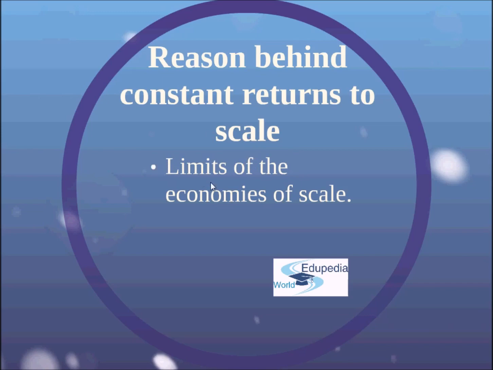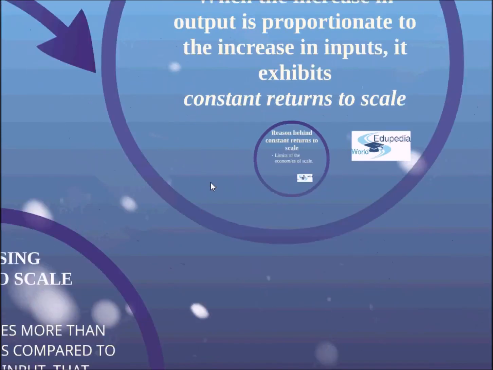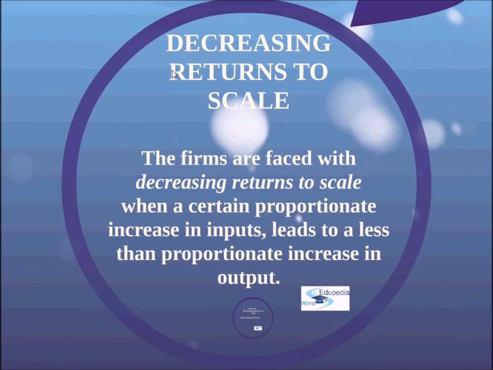in the long run. Now, the third possibility which we have discussed gives rise to the law of decreasing returns to scale. Now, this particular behavior is exhibited when we see that if we increase the input but the output does not increase in the same proportion, that is, there is a less than proportionate increase in the output as compared to the input. The firms are faced with decreasing returns to scale when a certain proportionate increase in input leads to a less than proportionate increase in output. Let's understand this with the help of a production function.